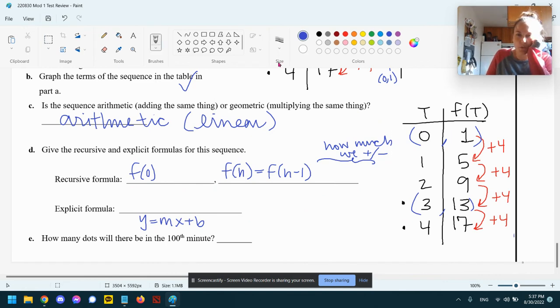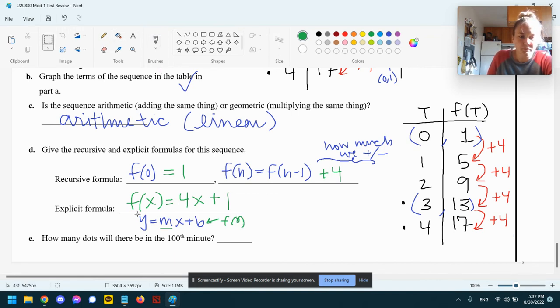For our recursive formula, f of 0 is 1, and we are adding 4 every time. For our explicit formula, we're adding 4 every time, and our initial condition is 1. Again, this is what you're adding every time, and b is f of 0. And let me be consistent. I should have written f of x here.